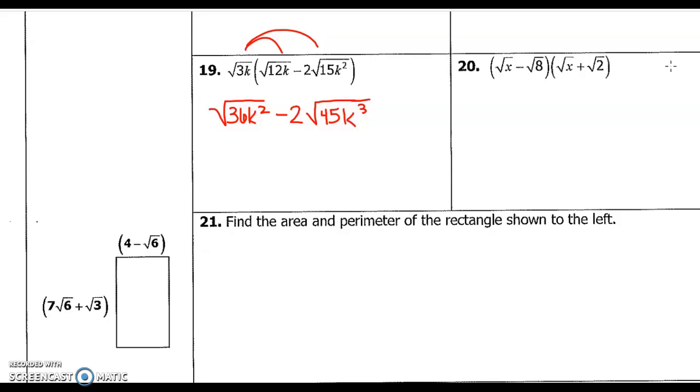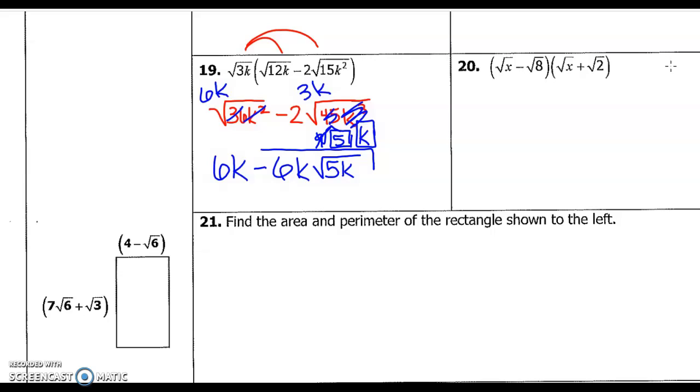Simplify what I can. Well, I know the square root of 36 is 6. Square root of k squared is k. So this first one is 6k. Minus 45, I could go 9 and 5. The square root of 9 is 3. 5 is stuck. K cubed, I can make a pair, and I have a leftover. So -2 times 3k would be -6k, square root of 5k on the inside.